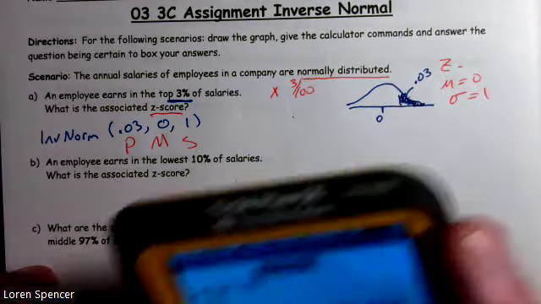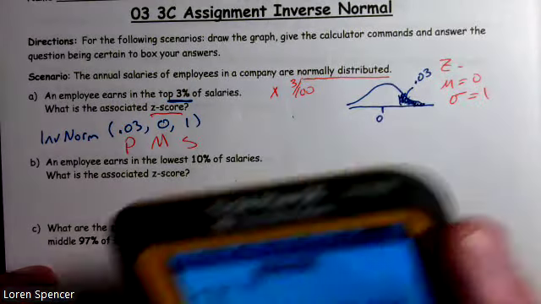So we end up with negative 2.17009, and we end up with positive 2.17009. All right. So there's our answer for that. We'll go ahead and box that. And those are two z-scores.